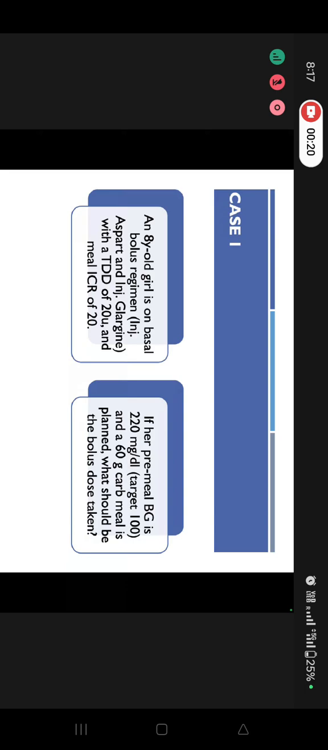is 20 units and the insulin carb ratio is around 20 for this child, right? Now, if the pre-meal blood glucose is 220 and the target is 100 and a 60 grams of carbohydrate meal is planned, what should be the bolus dose taken for this child, right?